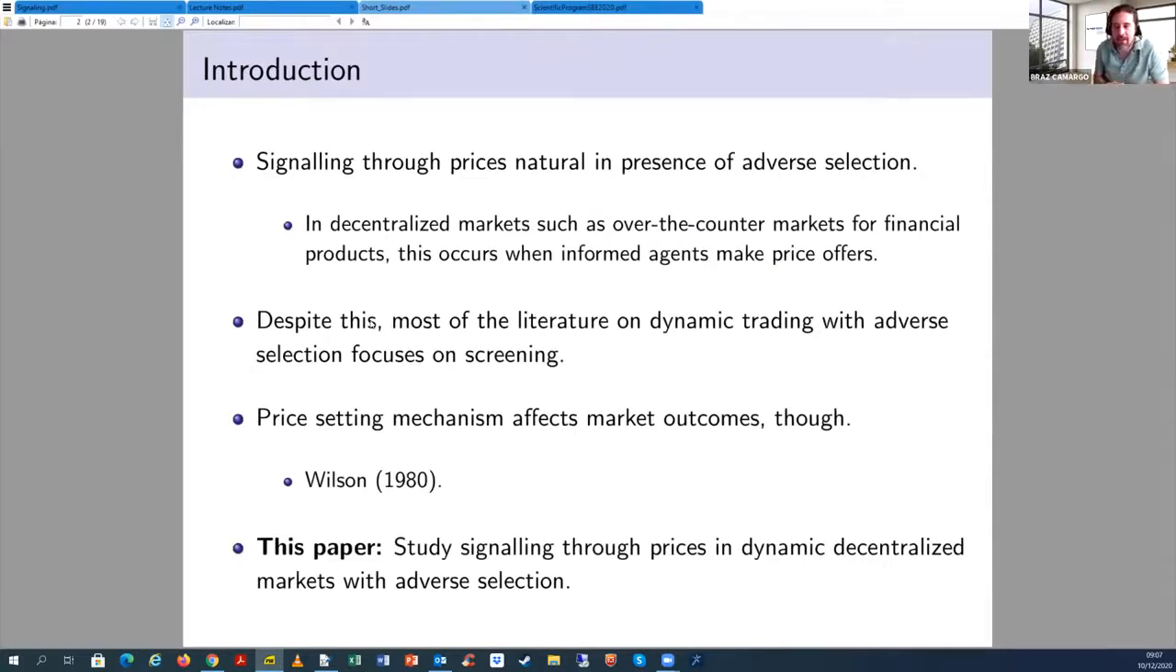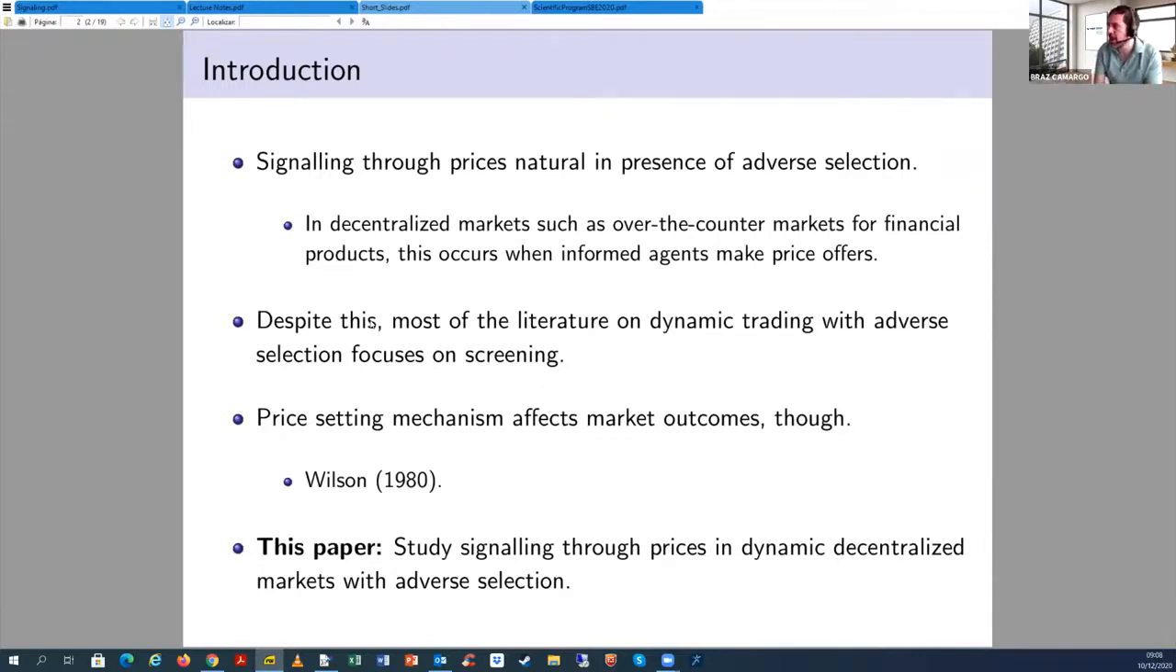When you think of markets in which there is adverse selection, and this is a substantial change of topic relative to the previous talk, it is fairly natural to think that you would have signaling through prices. If you think of, let's say, over-the-counter markets for financial products, this will happen whenever the informed party makes an offer, offers a price: if you want to buy this from me, you have to pay a price P. This seems like a non-controversial statement.